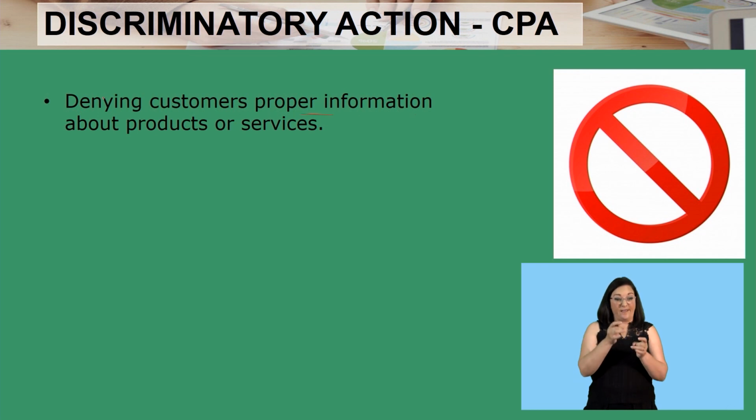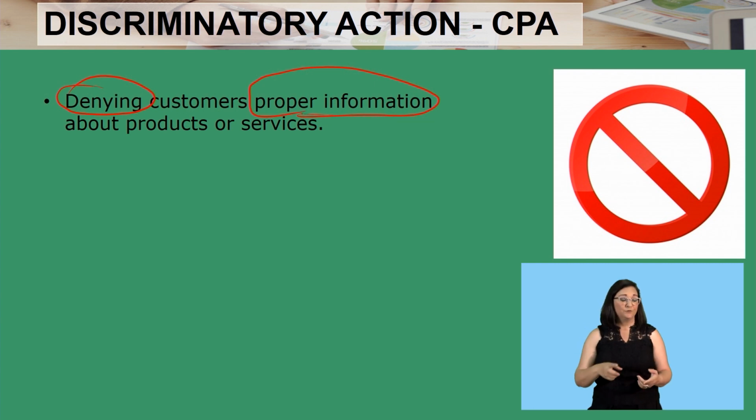Right, so now what are the actions that are regarded as discriminatory? Doing this, it's basically wrong. If as businesses we are doing this, it's regarded as discriminatory. So what are those actions? Right, denying customers proper information about products. Remember we said the purpose is to ensure that information is accessible to consumers. So if we deny them proper information about the product or service, then we are being discriminatory. And if you're being discriminatory, remember, there's a punishment for that.